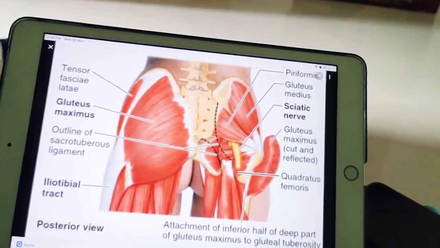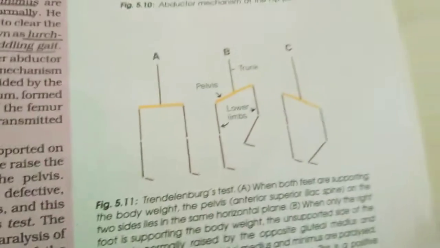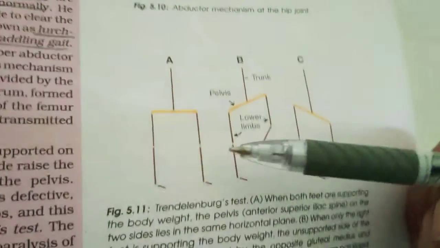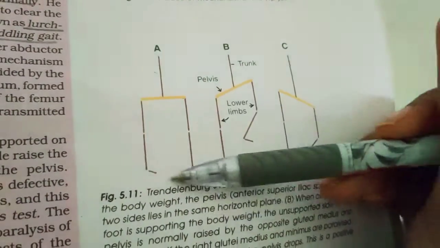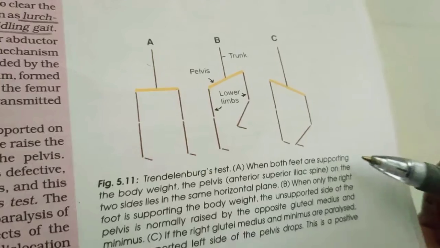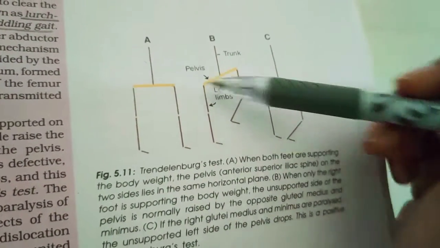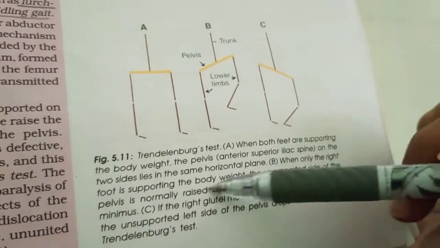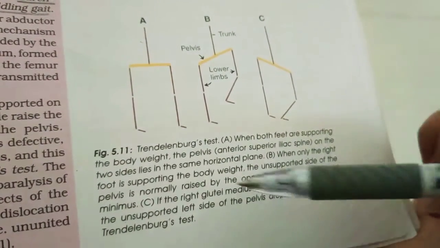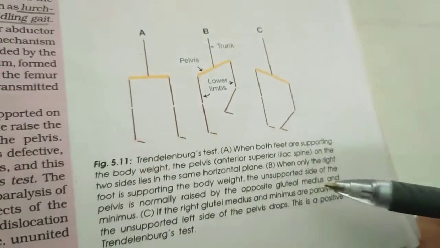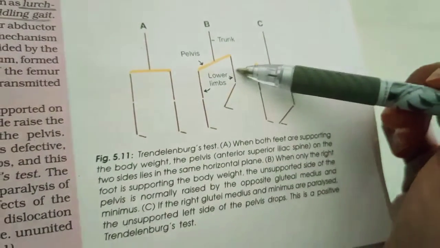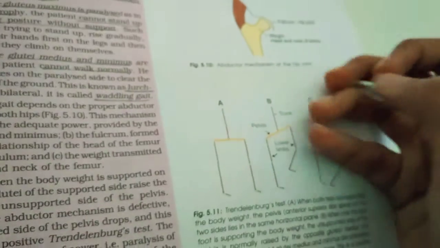femur. Okay, so you can see here the different tests we do, like in a Trendelenburg test you can see when both feet are supporting the body weight normally, and you see when only the right foot is supporting the body weight, the unsupported side of the pelvis is raised by the opposite gluteus medius and minimus, like this. Okay, so this is about that.